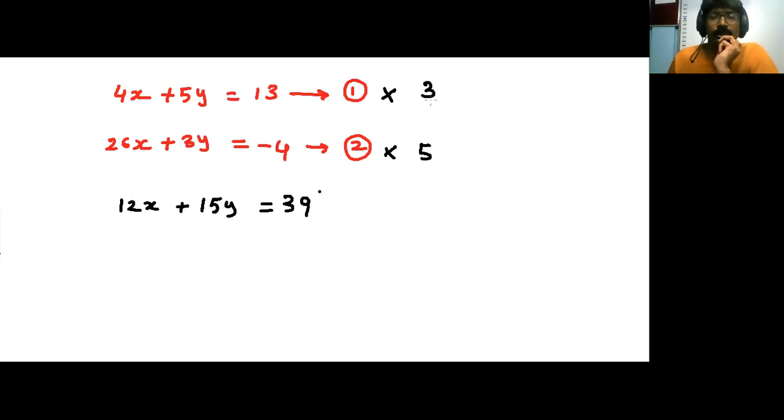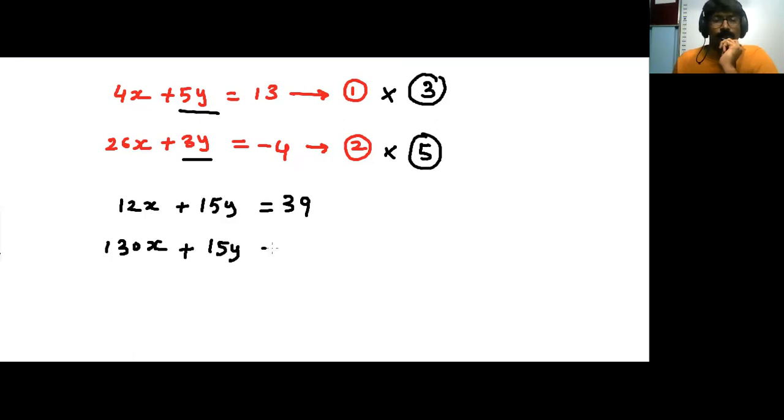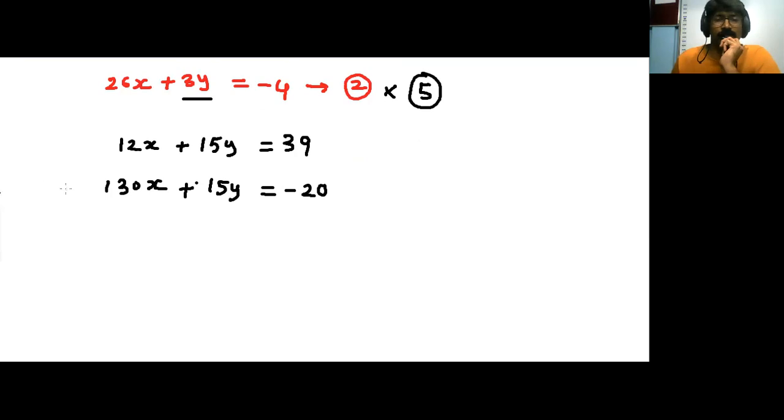What is the ideal way to get these numbers 3 and 5? Simple. If you see the 5y and 3y, the LCM is 15. Isn't it? 3 and 5's LCM is 15. So we need to multiply this equation by 3 and this one by 5. So just take the LCM and multiply with the respective number. I hope you got what I mean. Now 26 into 5, 130x plus 15y, which equals 5 into negative 4, which will become minus 20. Now, if we simply cancel these, okay, we cannot just cancel this, we'll have to subtract.